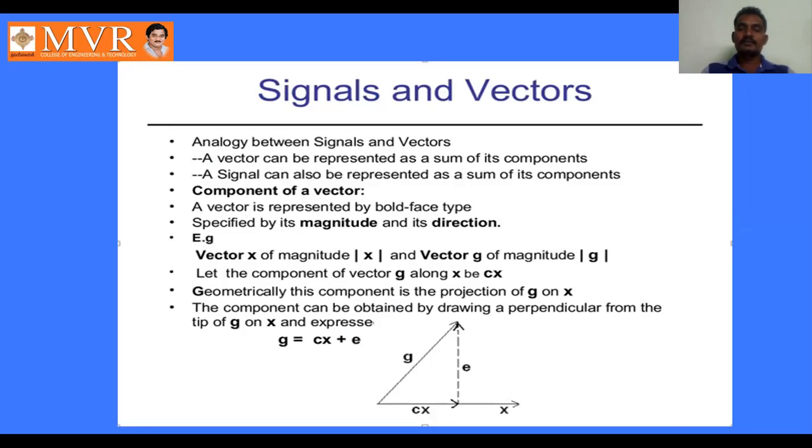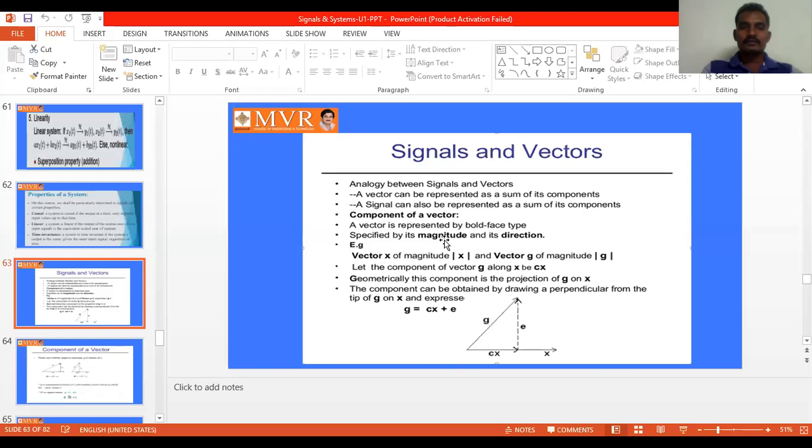So far we discussed the definition of signals, systems, classification of systems, operations on signals, types of systems, etc. The next important topic we have to cover is signals and vectors, the analogy between signals and vectors. It means how signals and vectors are compared.